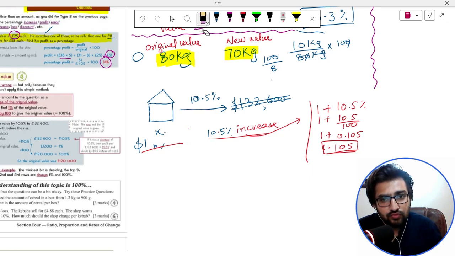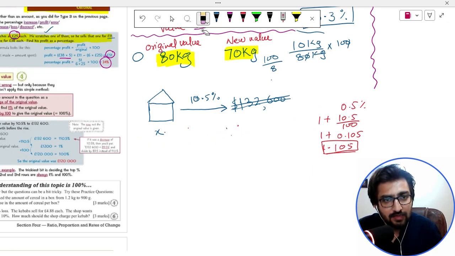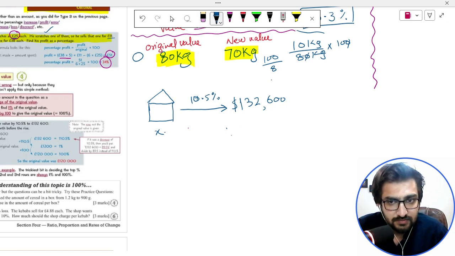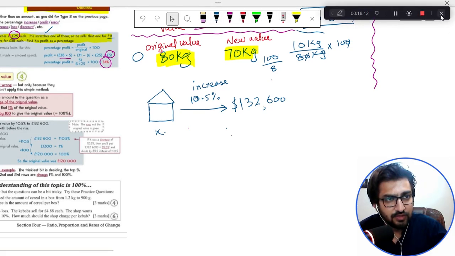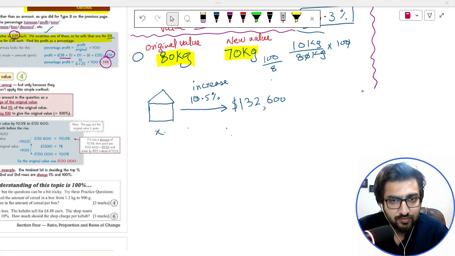Now what to do if the price is not given, and this is the detail given, that this is the x and it has been increased by 10.5%, and the new price is that. So in these type of questions, this is increase. Okay, so I will write increase here. A house whose value is x, which is not given, and the value of that house is increased by 10.5%, and the new value is 132,600.